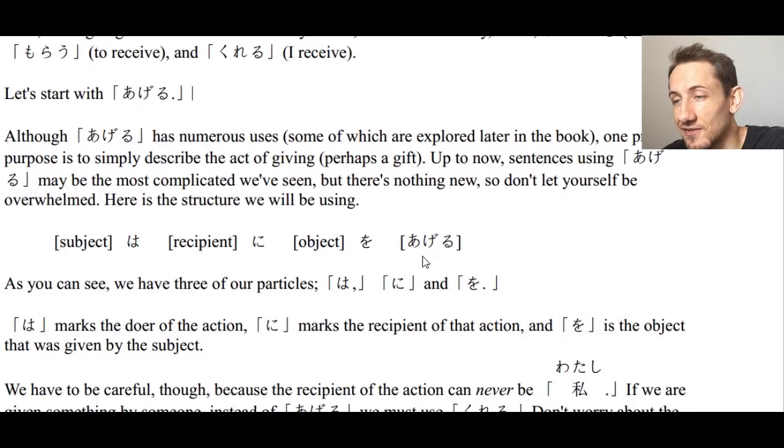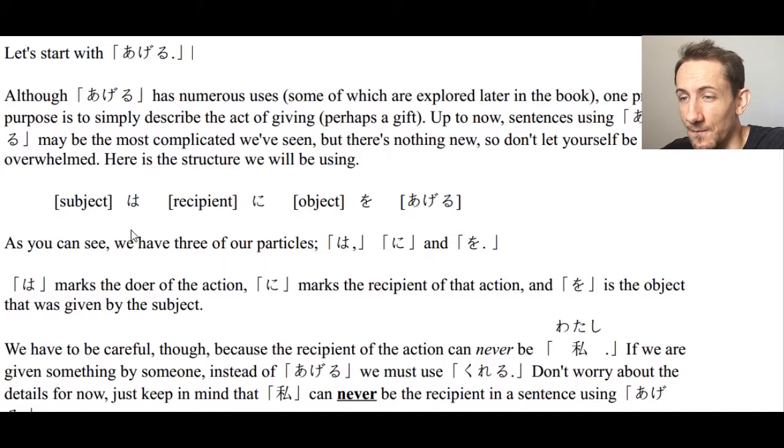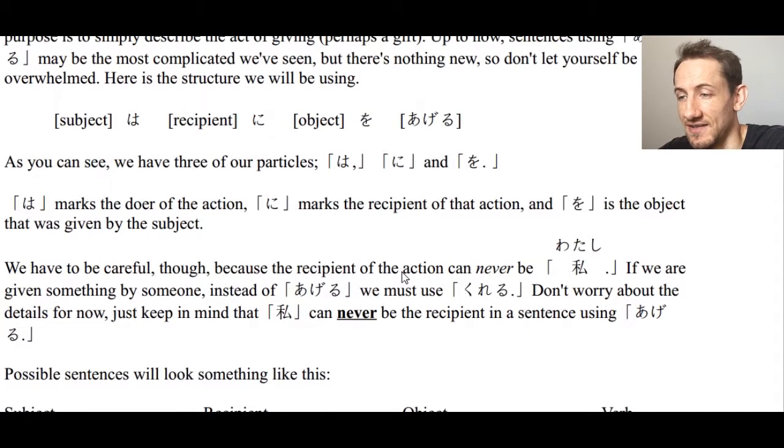This is a little complicated because, as you can see, we have three particles: wa, ni, and wo, and it's important to understand the function of each. We use wa to mark the doer or the giver of the gift. We use ni to mark the recipient who is receiving the gift. And we use wo to mark the object that is given. It's a little difficult to understand it that way. We'll look at some example sentences later that'll make it clear. But just keep in mind that the subject is marked with wa, the recipient with ni, and we use wo to designate the object that is given.